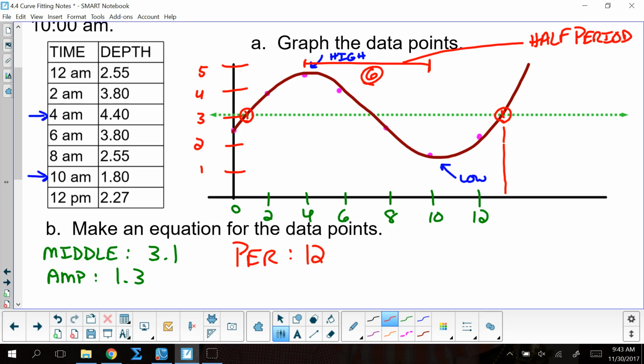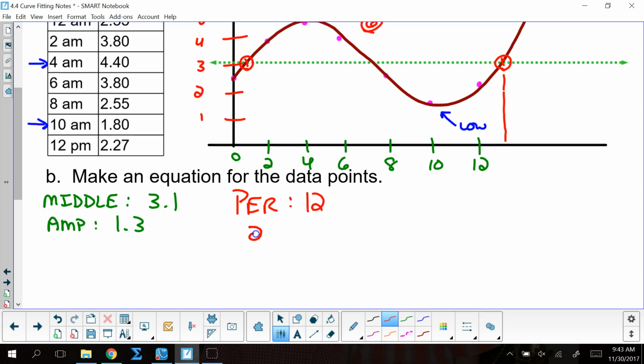So 2 pi divided by b is equal to 12. So that gives me b is equal to pi over 6. Right? So now I've got my A, I've got my B, and I've got my D. I just don't have my start, right?